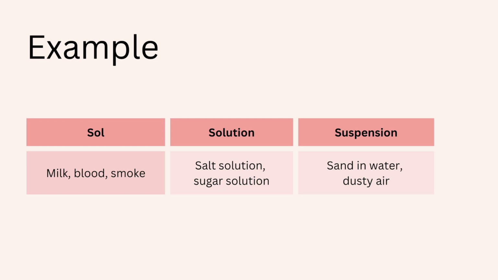Okay, now coming to the last point, we are just going to give examples of these. Milk, blood, and smoke are examples of sol. Again, we have also seen some examples in the previous video, so you can also refer to that. Now for solution, salt solution and sugar solution are examples of a solution. Sand and water and dusty air are examples of suspension. You can think of multiple examples for suspension on your own, it's quite easy. Now that is all the difference between sol, solution, and suspension. Just remember the categories and you will be able to fill in those things, right?